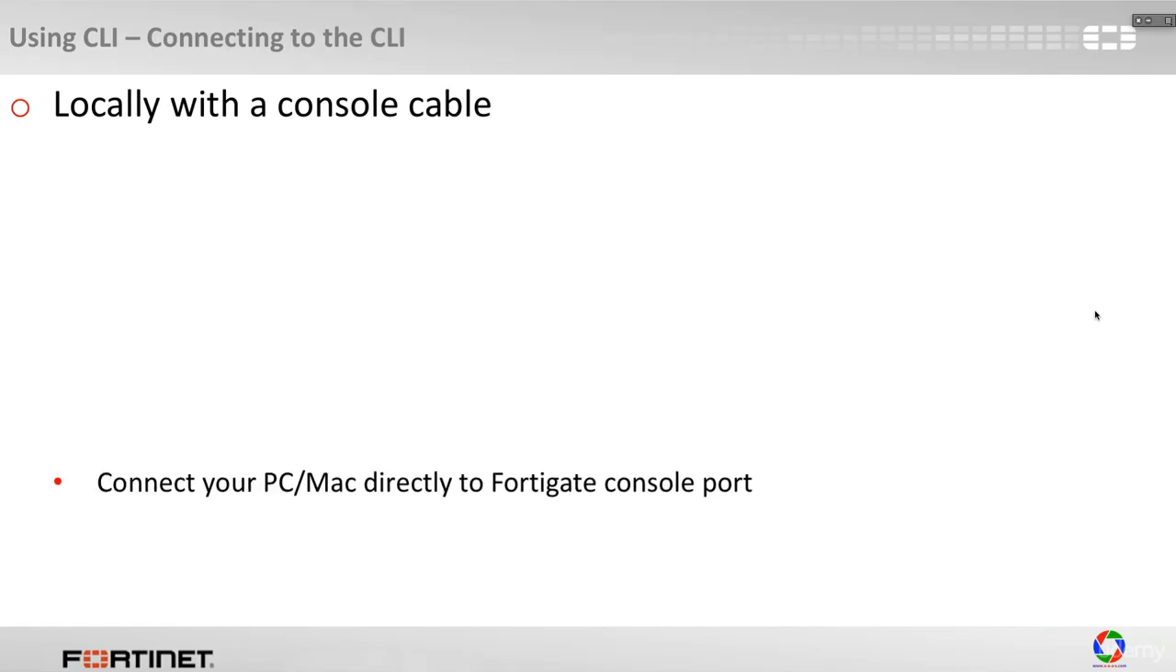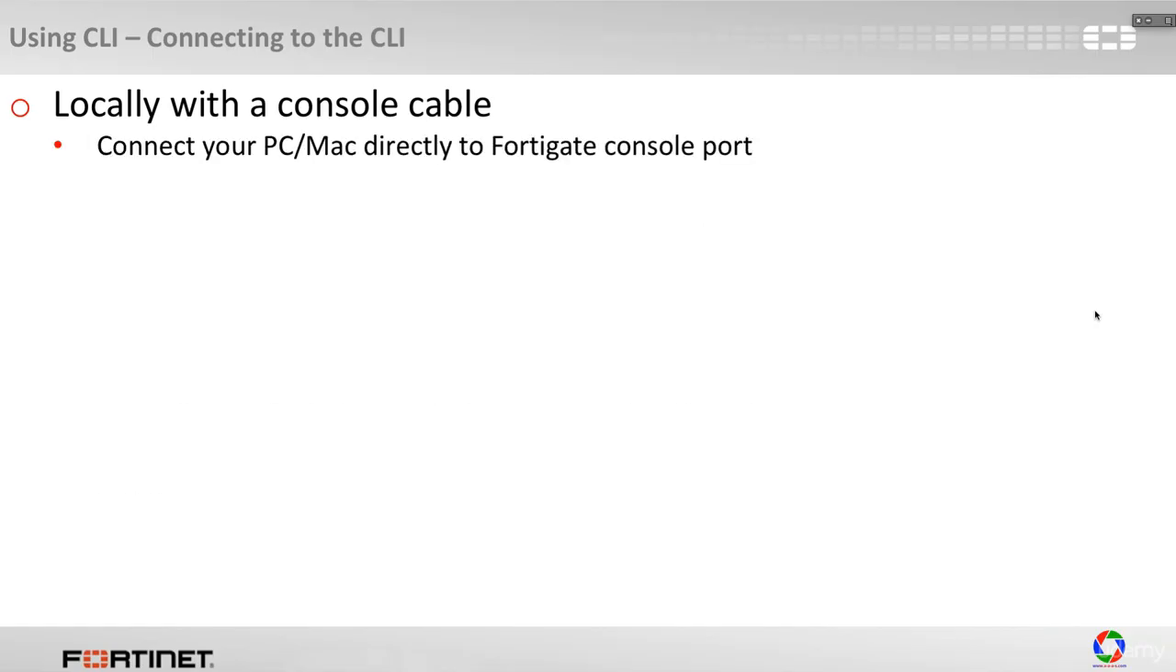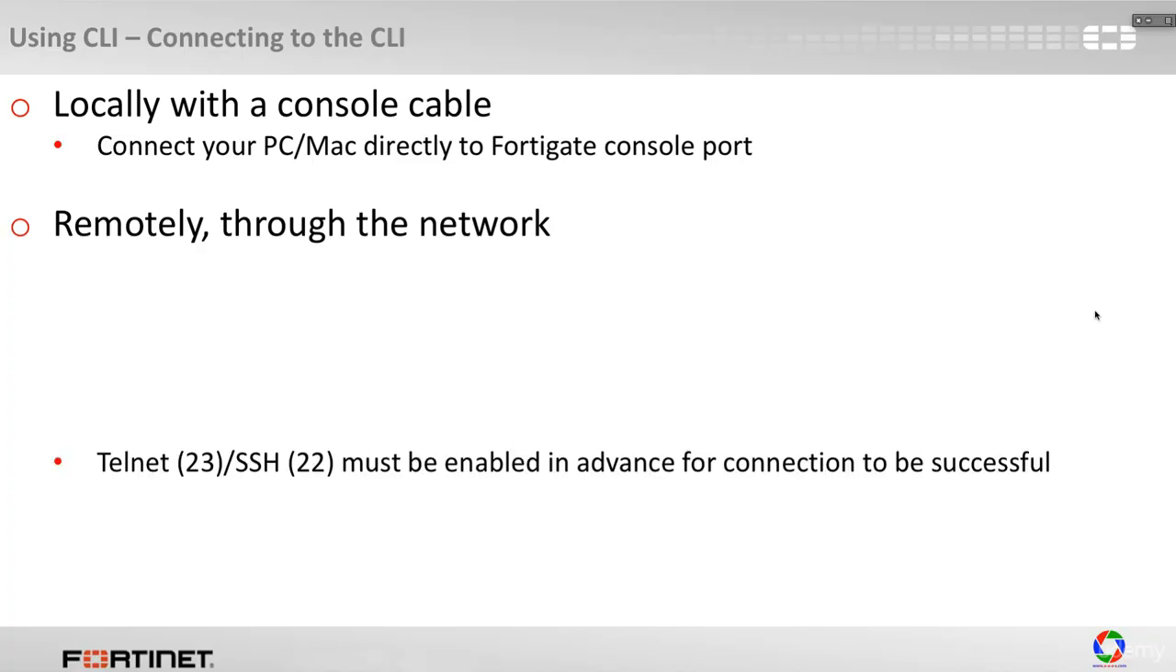In this section, we are going to talk about using the CLI to access, configure and manage Fortigate devices. So first of all, what are the options? Well, you can connect locally with a console cable, and this means basically connecting your PC or Mac directly to the Fortigate console port. The other option is to remotely connect to the Fortigate through the network.